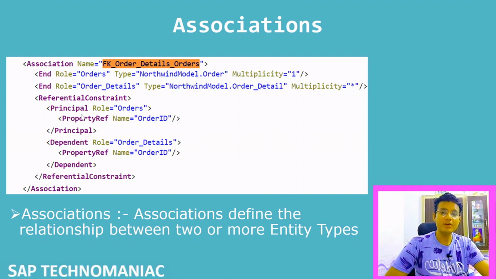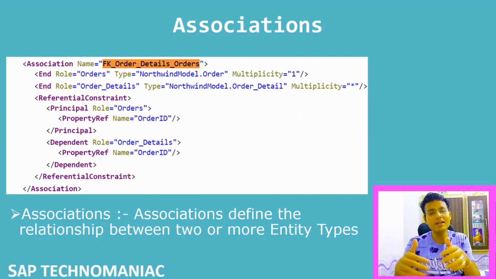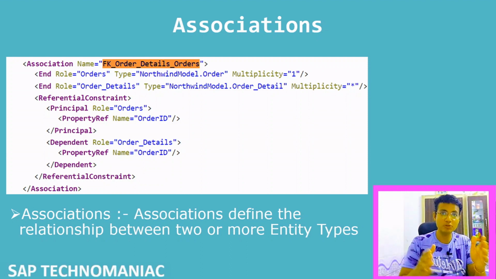Apart from that, you can see there are the roles. Each role is respective to one entity type. There is the principal role and the dependent role, and the property on which we are establishing the relationship, which you can see in the property reference. In this case, we are based on the order ID, the sales order number. Order ID means, in SAP, we can understand it as the sales order number. Based on the sales order number, we are putting the relationship between them.